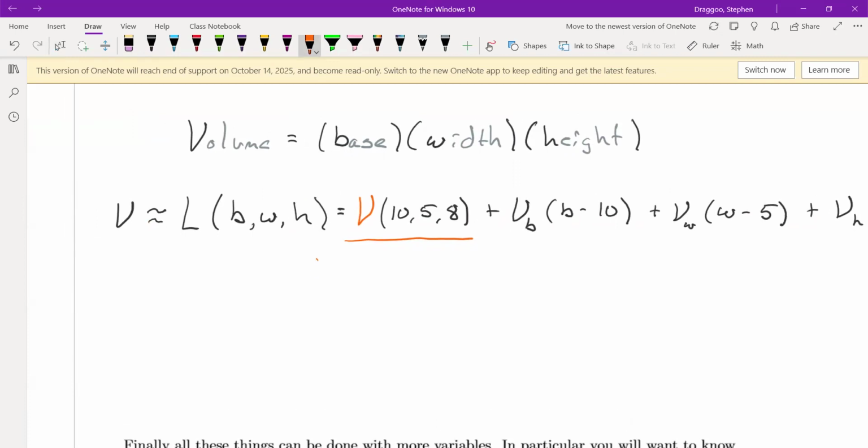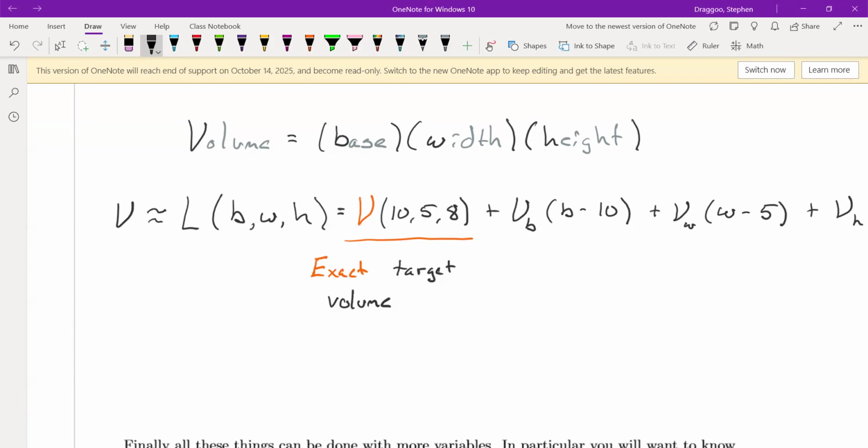So this would be the exact volume, or maybe I'll call it the target volume, or the volume at all of the target values, the volume at the exact values. This is the volume I expect to see. I know that that's 400 cubic centimeters because I checked it earlier.